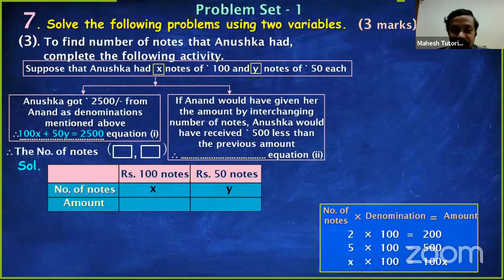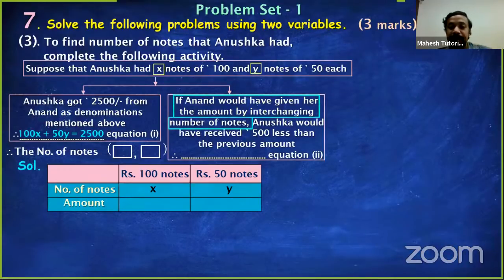Now students, the first statement in that table says, if Anand would have given her the amount by interchanging the number of notes. Interchanging means again adla badli. Tell me students, as per the first box, how many 100 rupee notes does Anushka have? X. How many 50 rupee notes? Y. Now they are asking us to interchange the number of notes. Now if I interchange the number of notes, students, how many 100 rupee notes does she have? Y. How many 50 rupee notes? X.